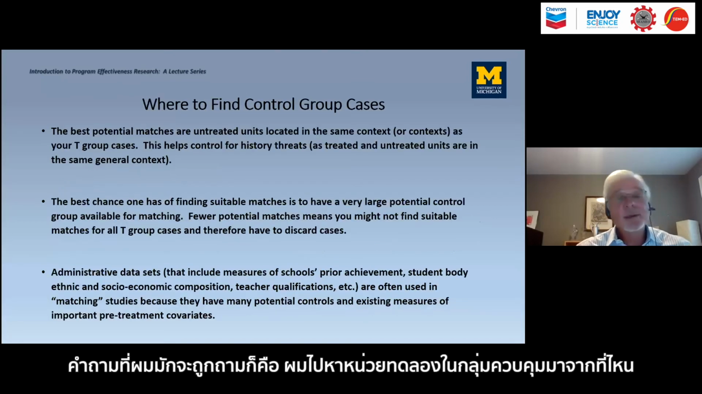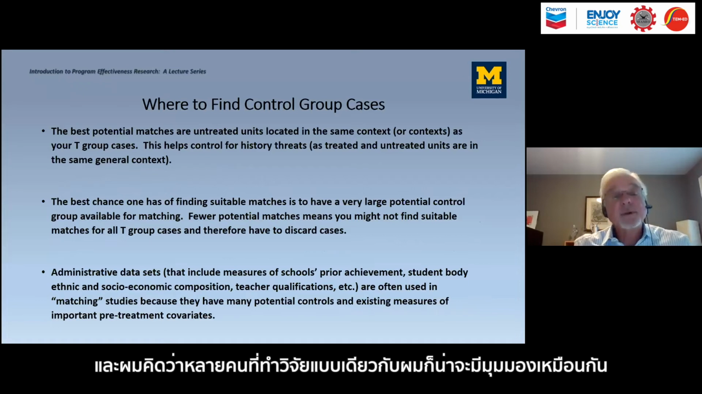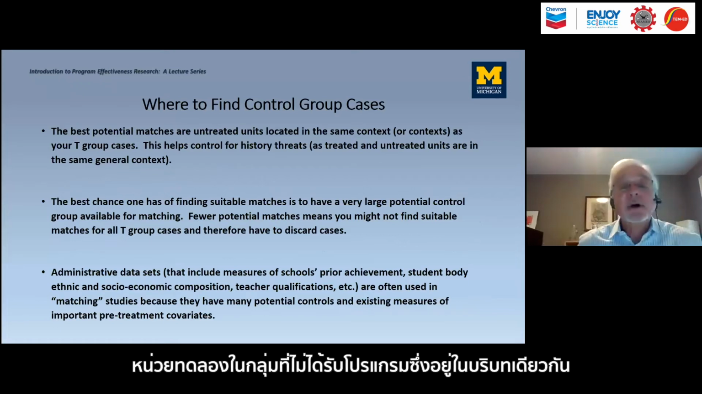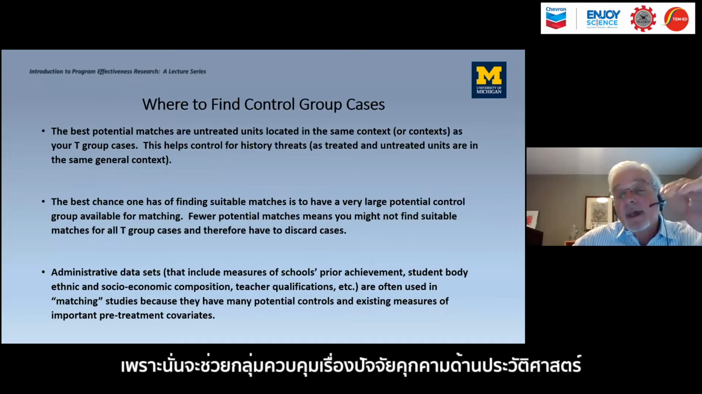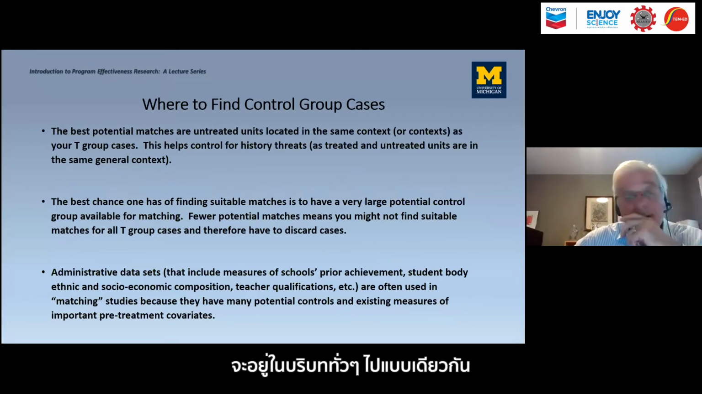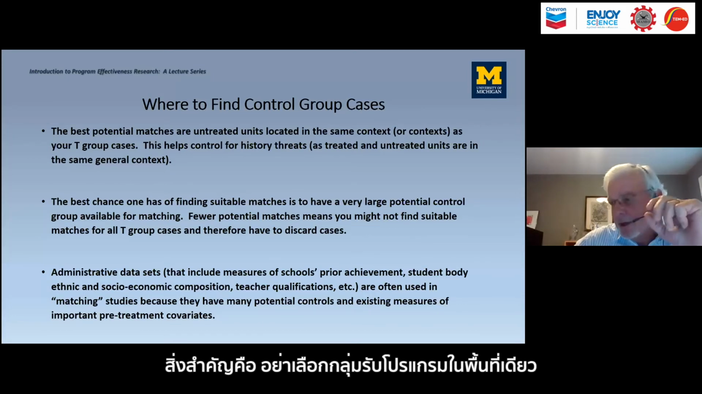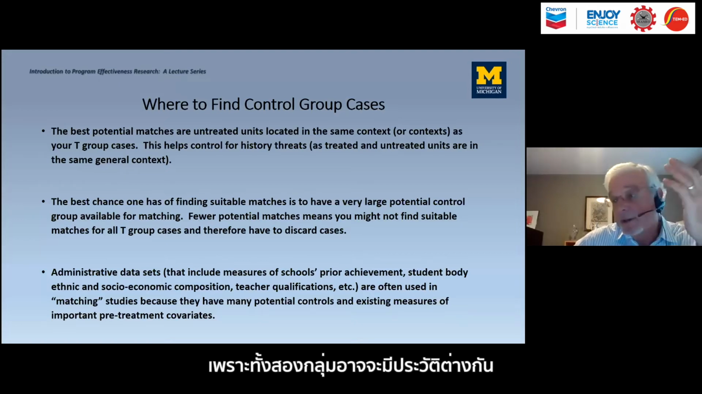Well, a question people often ask me is, where do I find these control group cases? So it's my view, and I think the view of a lot of people who do this kind of work, that the best potential matches are untreated units located in the same context as your treatment group cases, because that'll help control for history threats, since both the treated and untreated units in your study will be in the same general context. So it's important not to choose a treatment group in one area and a control group from an entirely separate area, because they may be having different histories.